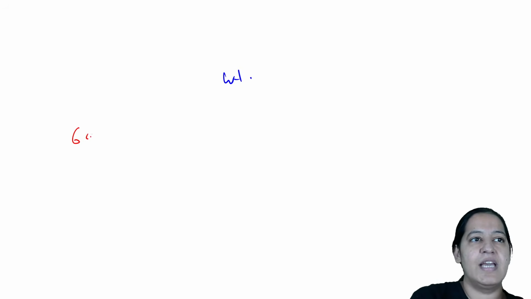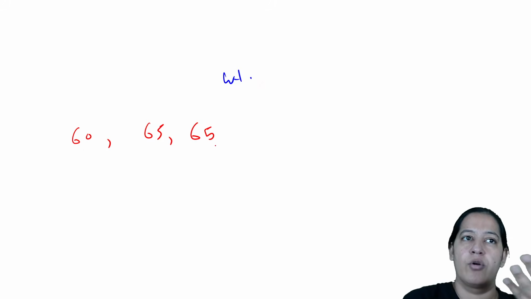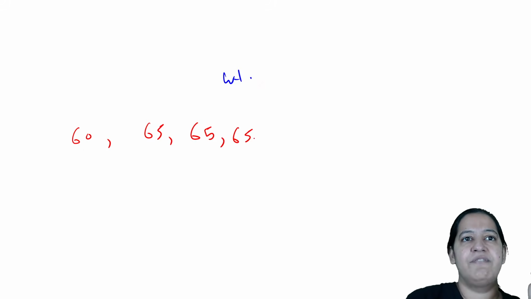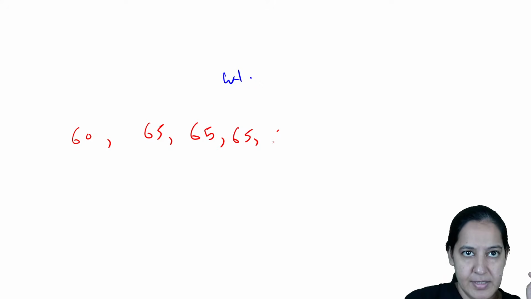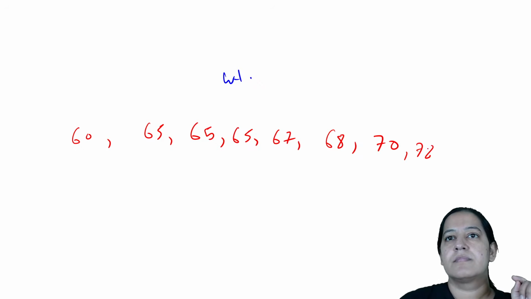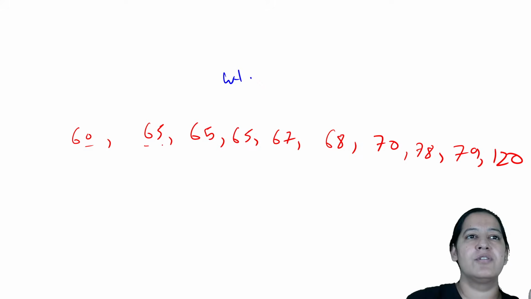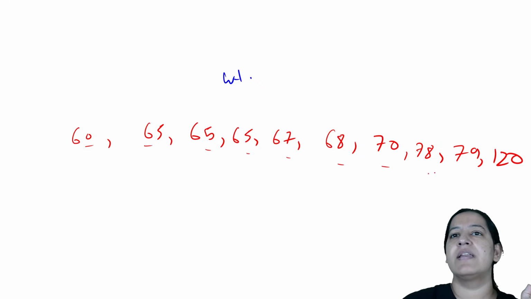So the weights are 60 kg, 65 kg, 65 kg, 65 kg, 67 kg, 68 kg, 70 kg, up to 120 kg. I'm writing in ascending order only. So can you count? It is 10. 1, 2, 3, 4, 5, 6, 7, 8, 9, 10.